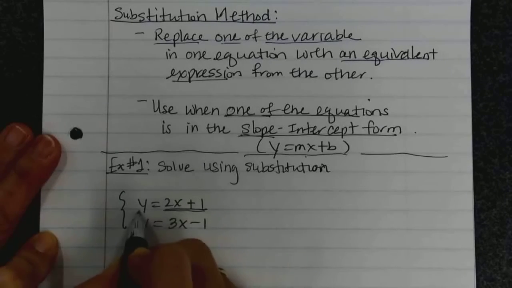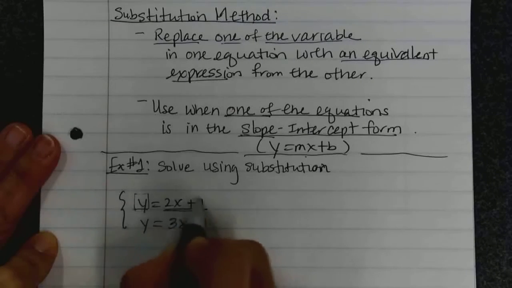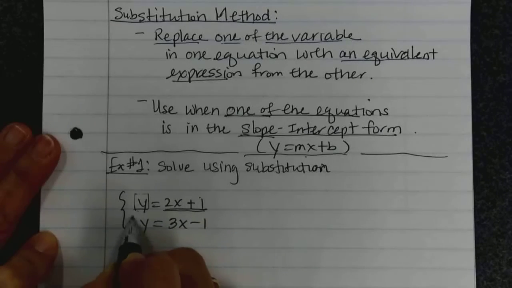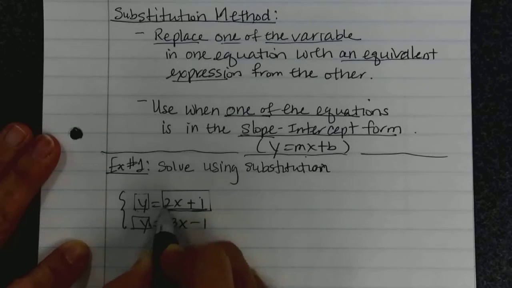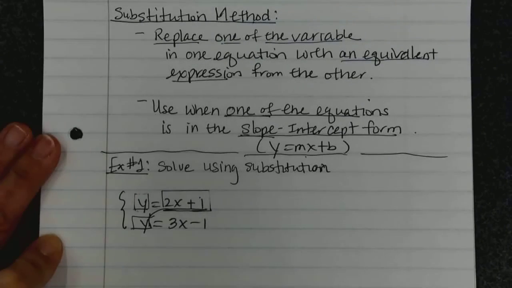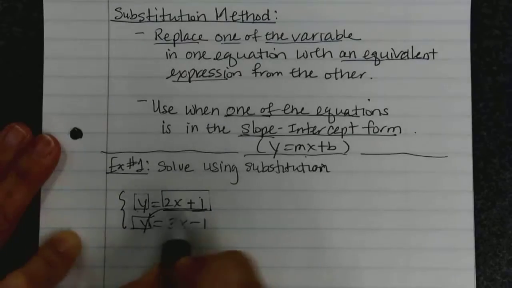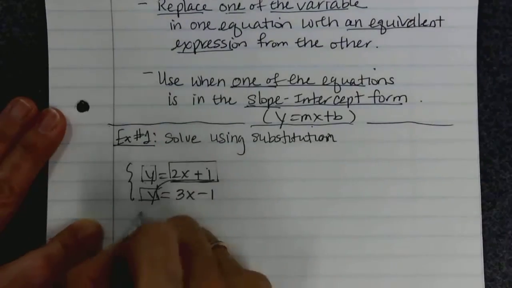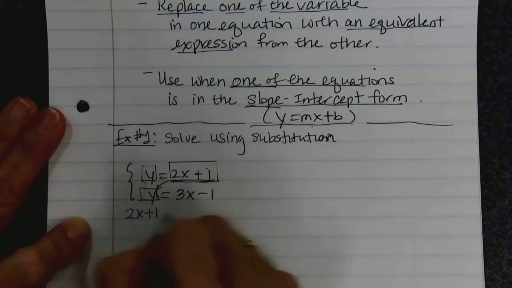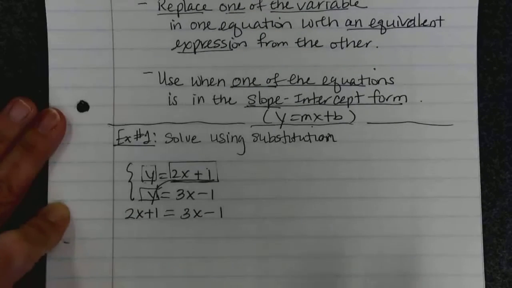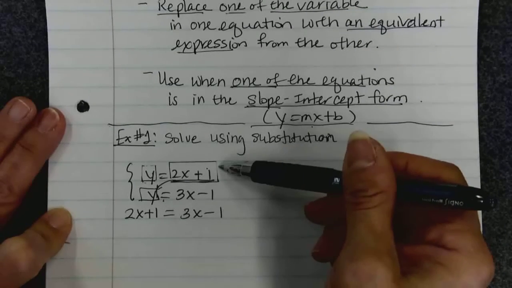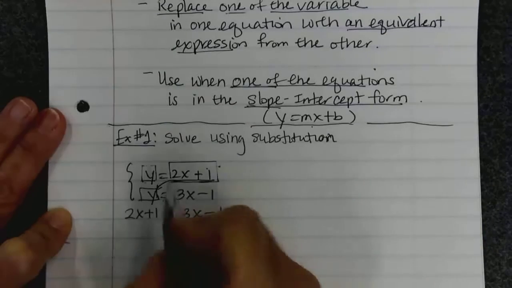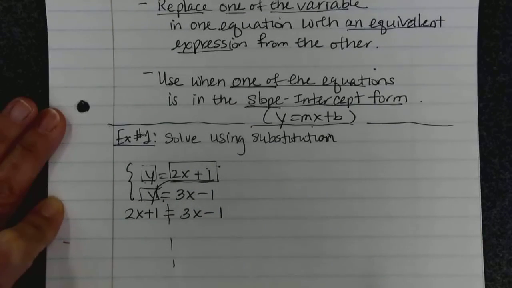Notice this y is equal to this expression, so this y and this y are exactly the same. We're going to substitute this expression in for that y, because that's what that y equals. So when we substitute in, 2x plus 1 is equal to 3x minus 1. I replaced one of the variables with an equal expression from the other.